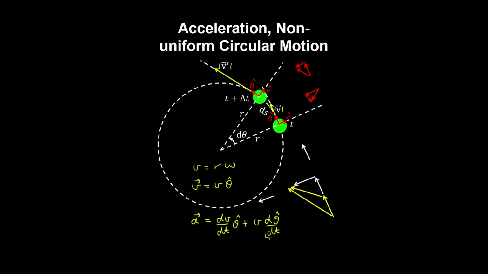And we derived this previously for the case of uniform circular motion. So this was equal to minus omega in the radial direction. And if we're using this expression, we can write this expression as follows.